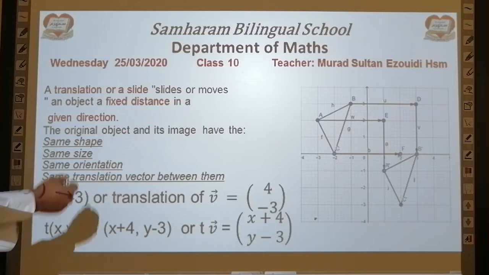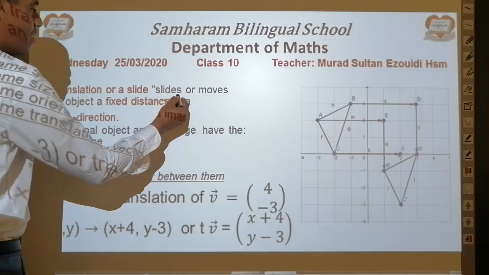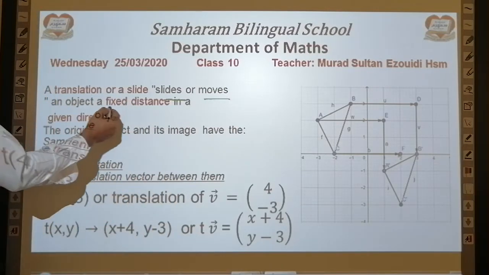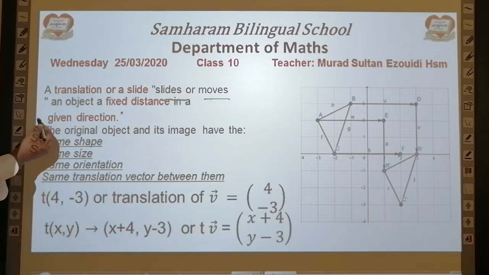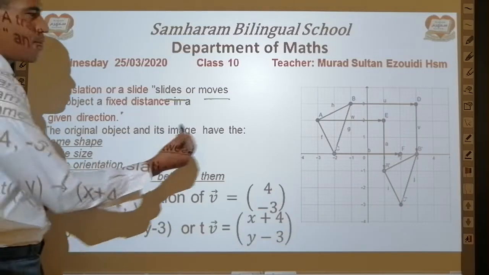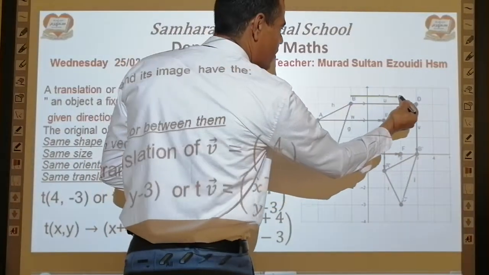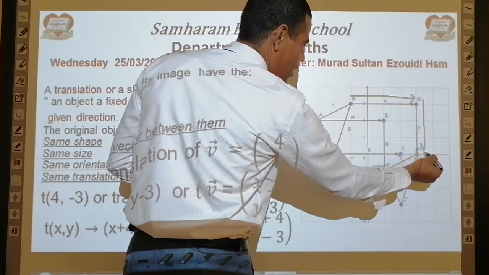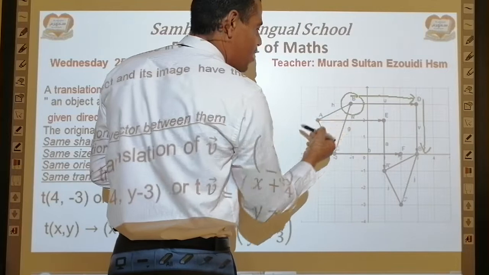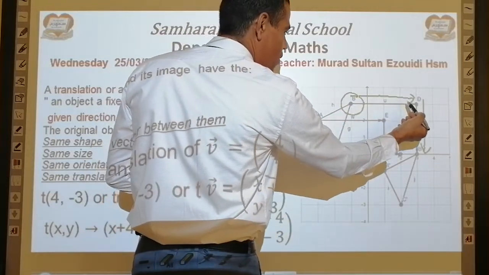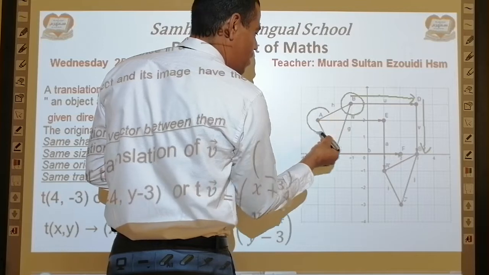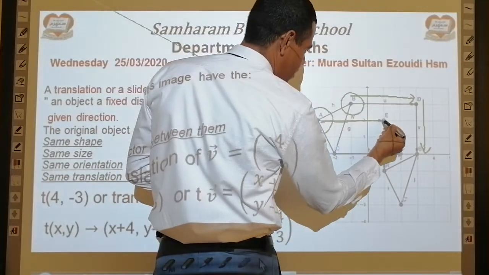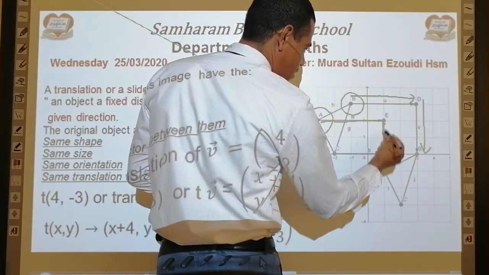We call that translation, or a slide, which moves an object a fixed distance in a given direction. For example, this one, we keep the same distance, and we keep the same direction, then we move down. Each point of the first object should move 4 units to the right and 3 down in the direction of y.